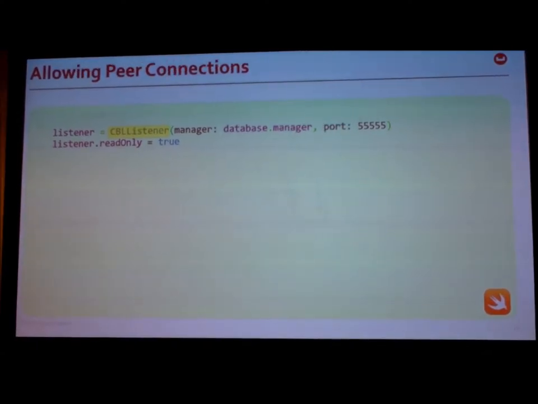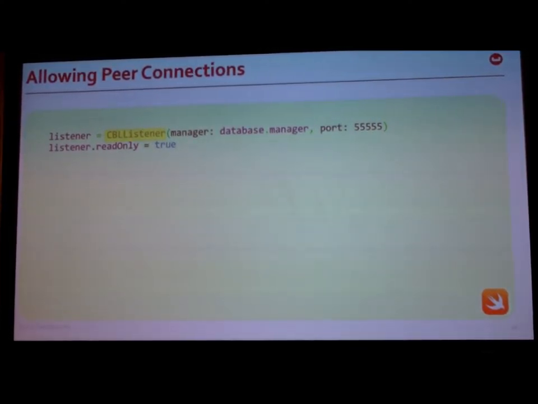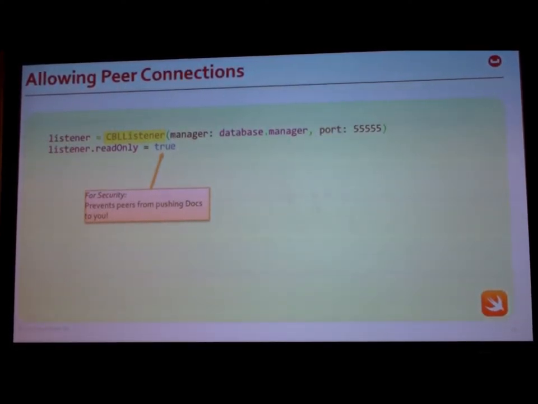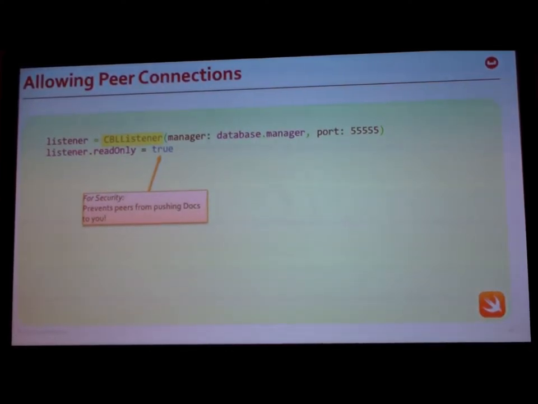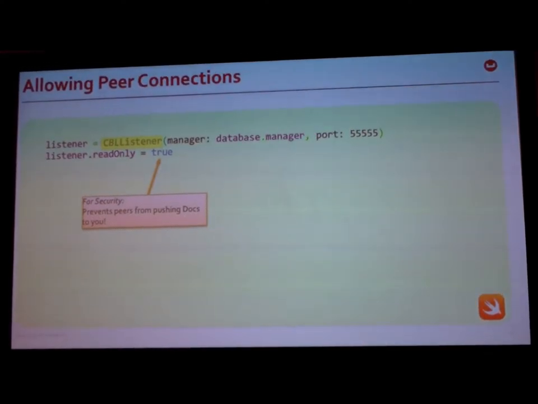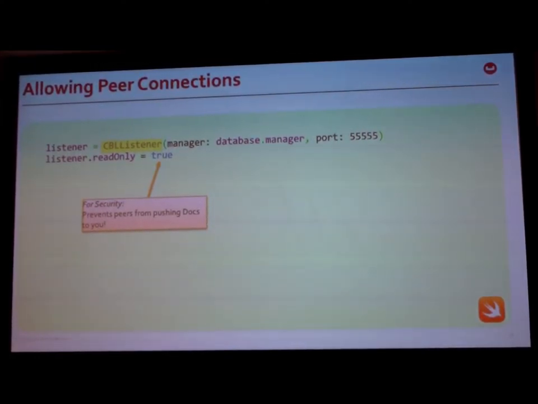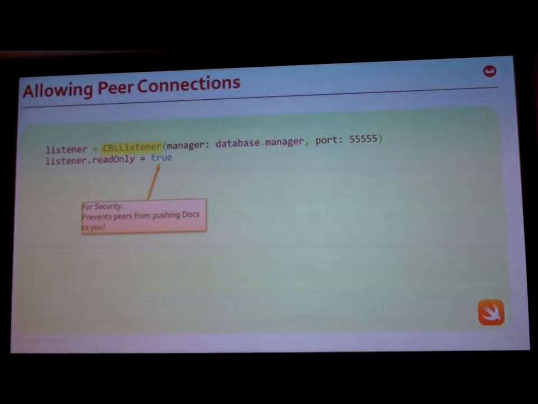And so how do we allow those connections? So this is written in Swift. It depends on what your background is. If you're Objective-C, you might be confused. If you're an Android user, you may be confused. But basically, we've got a listener object, and we instantiate that. We've got the database manager and a port that we open. And then, of course, we set the listener itself to read only, because we don't want folks to start dumping data in without any kind of handshaking first.